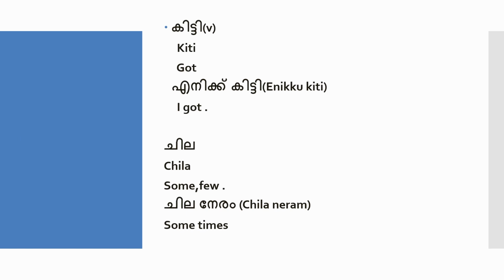First one is kitty. Kitty is a verb. Kitty is the past tense of kittuga, which means got. Kitty is the pronunciation. There you can see the diacritic is used two times. Kitty, got. A short phrase for an example here: Enikki kitty, which means I got.